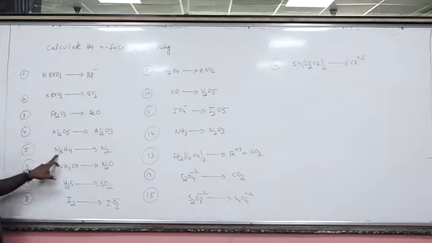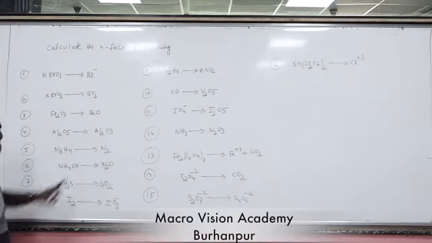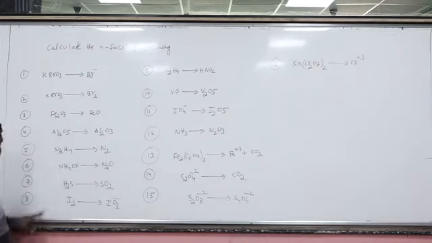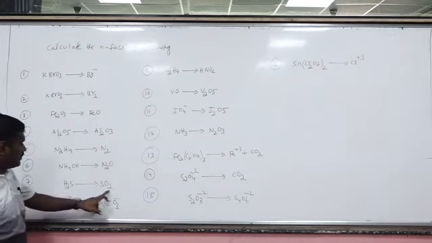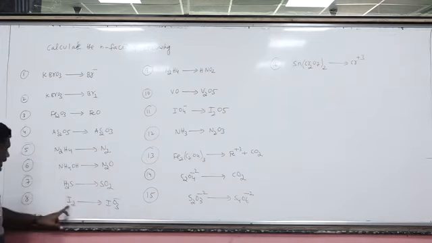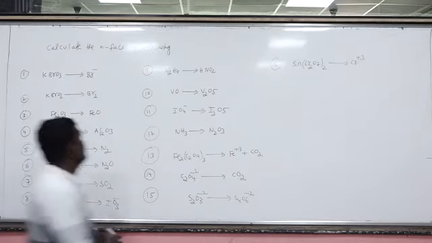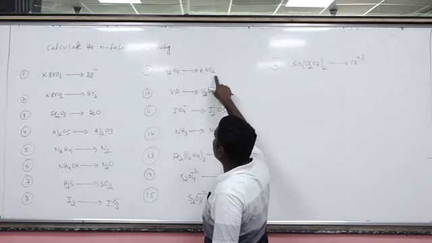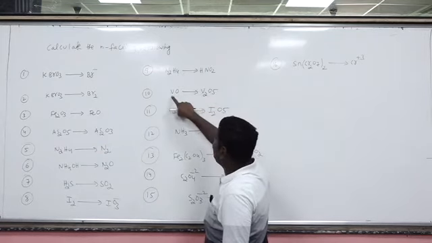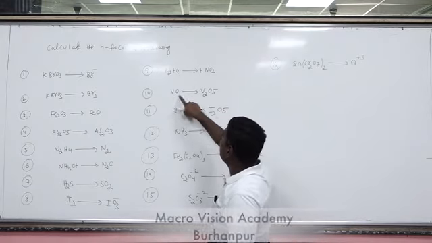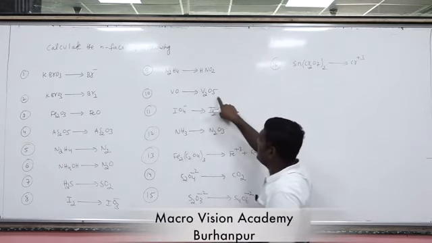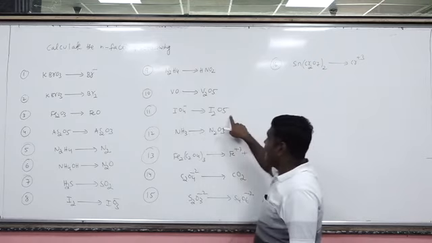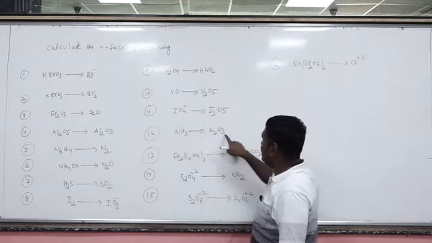Fifth one, N2H4 gives N2. Sixth one, NH4OH gives N2O. Seventh one, H2S gives SO2. Eighth one, I2 gives IO3 minus. Ninth one, N2H4 gives HNO2. 10th one, VO, vanadium oxide, to give vanadium pentoxide, V2O5. IO4 minus gives I2O5. NH3 gives N2O3.